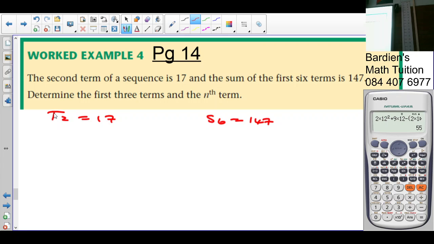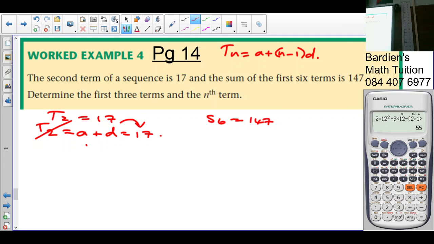Right, so what do I do for T2? What's the general term for an arithmetic sequence? Tn is equal to A plus (n minus 1) times D. So what would it be in terms of T2? A plus (2 minus 1)D is equal to 17. So what I do is take D over the equal sign. So A is equal to 17 minus D.